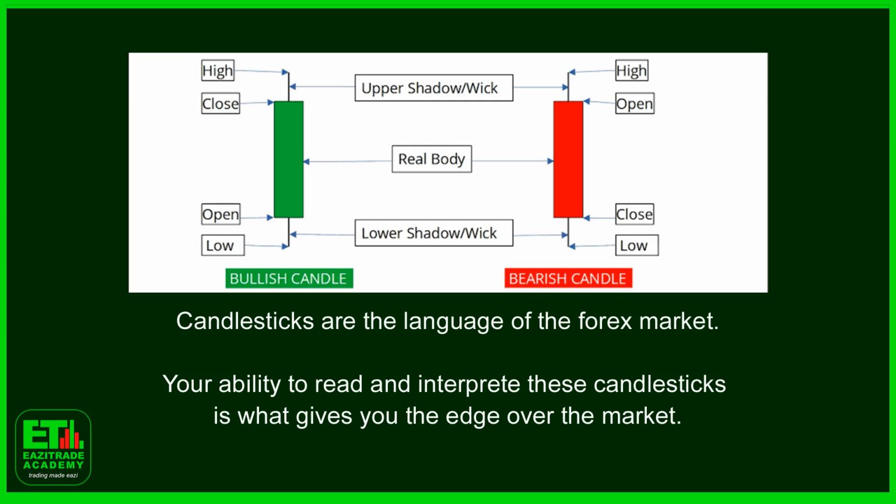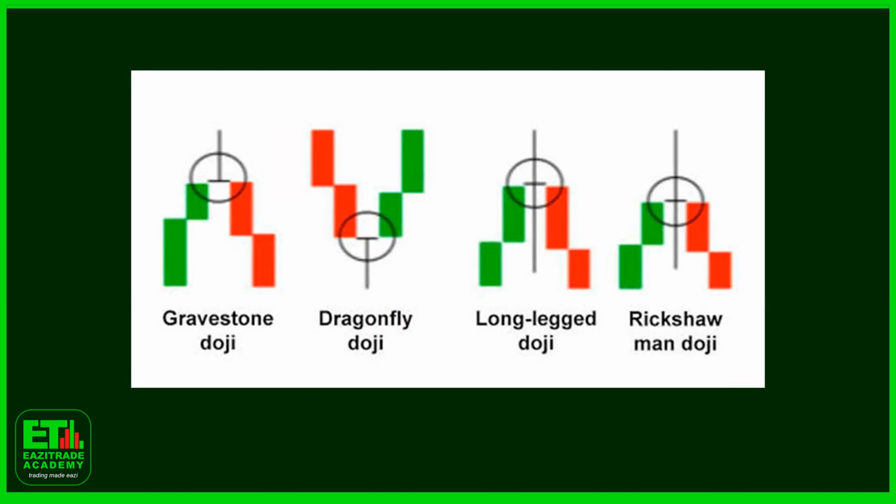The first on the list is the doji. These are doji. Very powerful. When you see them at the resistance zone, it is a signal that the market is about to change direction. When you see them at the support zone, it is a signal that the market is about to change direction.